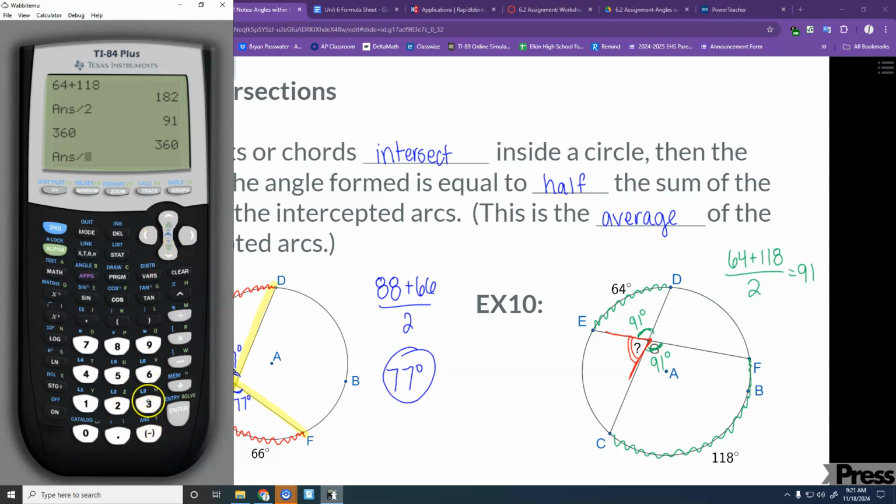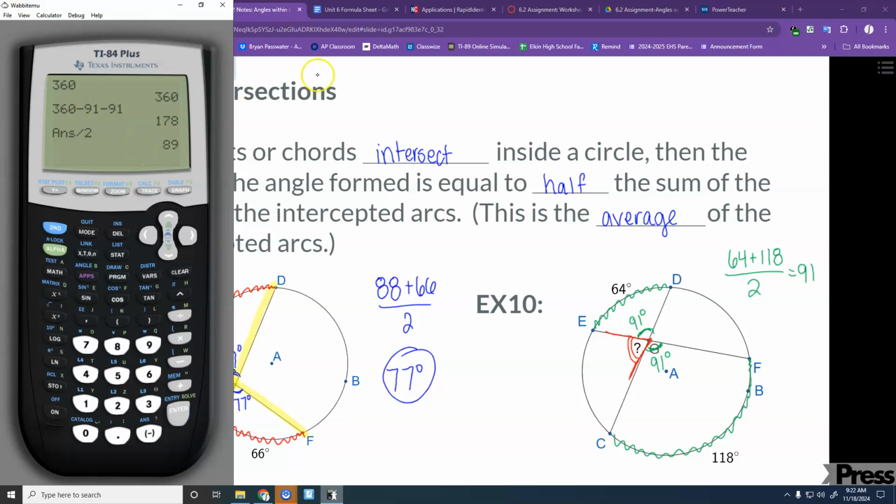Oh, hold on, I'm messing up here. 360 minus 91 minus 91. I get 178. That can't be right. That's an obtuse angle. But what could I do with that? I could divide that by 2 because that's the sum of those two angles, and you divide it by 2 and you get 89.